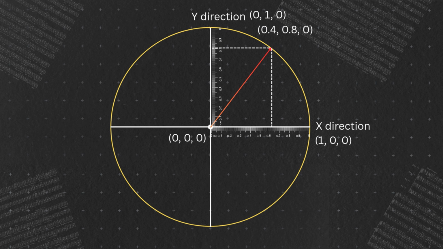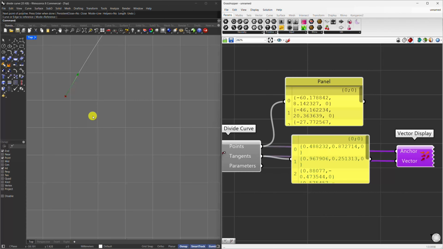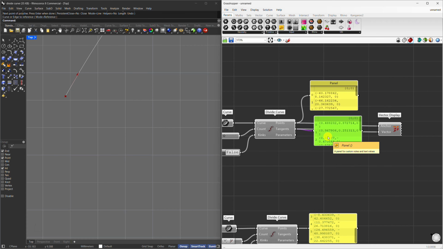As you can see, the y axis number is 0.8. So it is far away from the x axis and closer to the y axis. So this is how the direction is defined in Grasshopper. Let's move on to the next parameter. This we have also seen in the last video. Let's connect the panel and see what the outputs are.